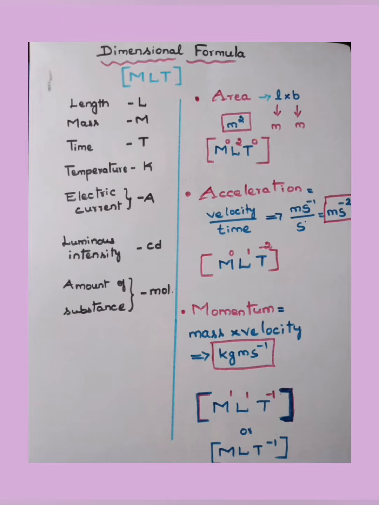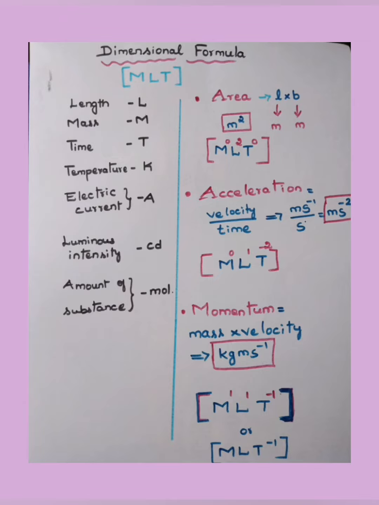Don't get confused with M for mass or T for temperature. In the subconscious mind we always have to be conscious about this MLT. M for mass, L for length and T for time, but the unit of mass, unit of length and unit of time we have to write as the power. Clear? This is how to write the dimensional formula.